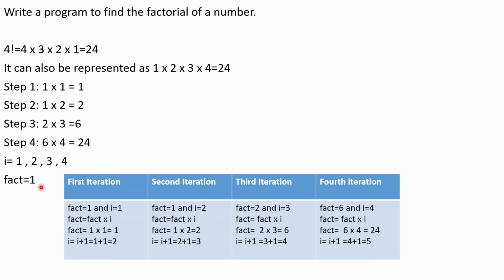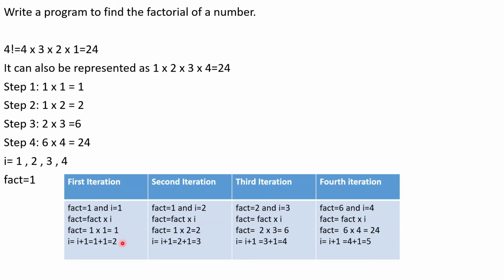So that I can directly start from step 1 here, fact equal to 1. Now I have shown the iterations here. In the first iteration, fact I have taken as 1 and I will be equal to 1. So fact equal to fact into I, so that will be equal to what? 1 into 1, that's equal to 1.